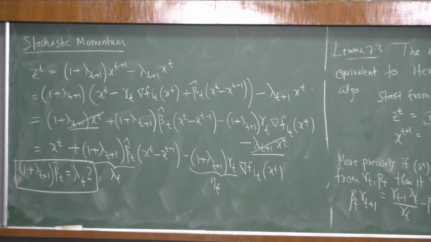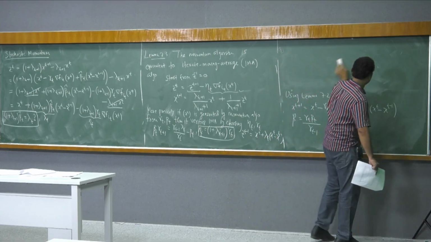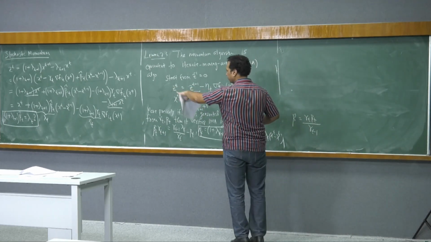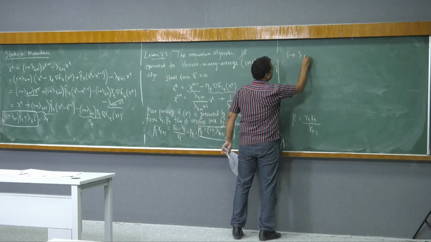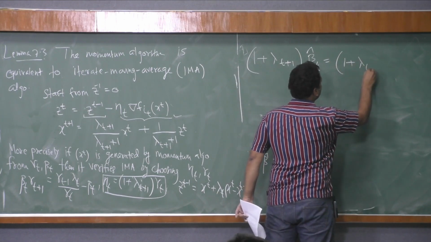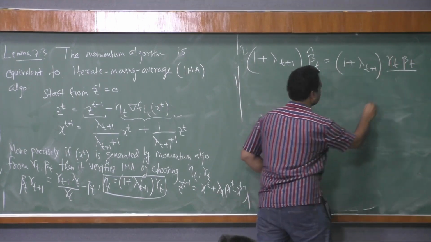Okay, so let's see. Your first step could be to substitute the beta hat first. So if you substitute beta hat, then you have 1 plus lambda t plus 1 gamma t beta t by gamma t plus 1. So this calculation needs to be done. So let us do it here. We can just skip the last one. So the beta hat is there, and what we are looking for is 1 plus lambda t plus 1 and we have beta hat t. So this is 1 plus lambda t plus 1. Beta hat is gamma t beta t by gamma t minus 1.